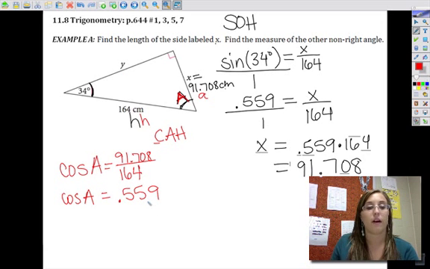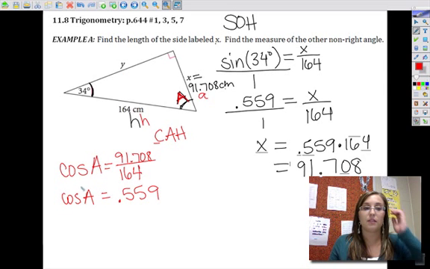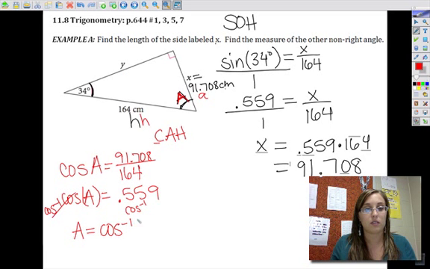All right, 0.559. So now what we're going to do is the opposite of the cosine. Just like if I was taking 4 times A, I would divide by 4, or if I had A plus 6, I would subtract 6. I'm going to do the inverse of cosine. The symbol that we use for that is cosine with a -1 exponent. So I'm going to take the inverse cosine of both sides. This will cancel. That gives me that A equals the inverse cosine of 0.559.